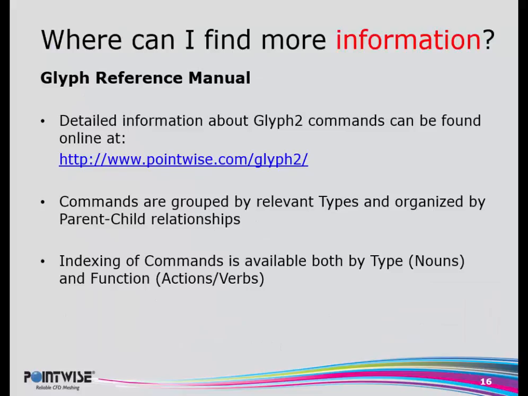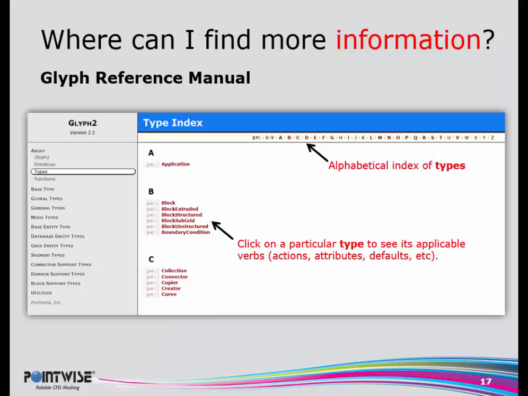Here's where you can find more information about the Glyph reference manual. Now we're going to walk through it because I think this is a valuable piece of reference for Glyph. So once you're in the reference manual, you can look at types, or you can look at things by type. So you can go through here alphabetically and try to find the type that you're interested in. So you want to operate on blocks. You can find the PW block type, click on it and see all the actions for that type.